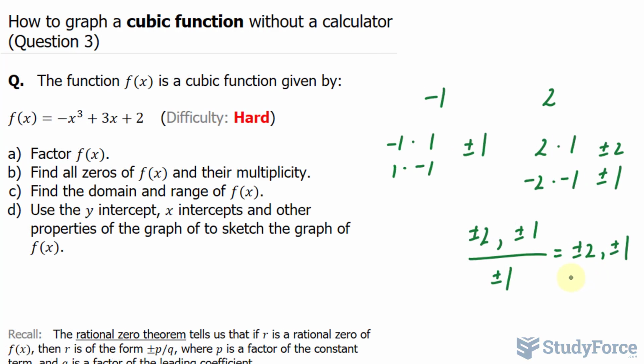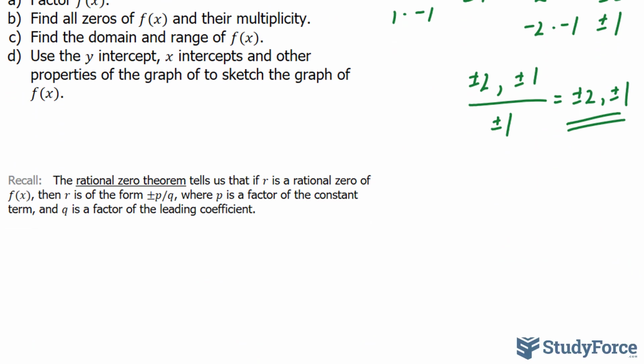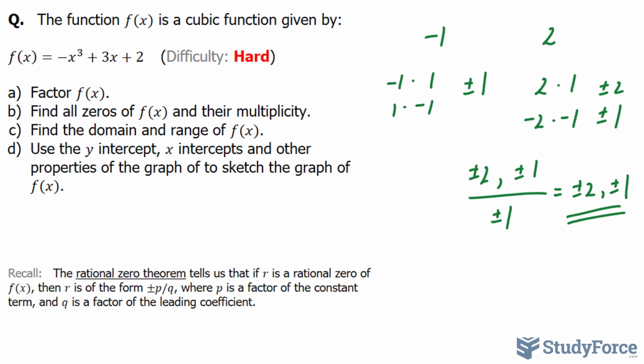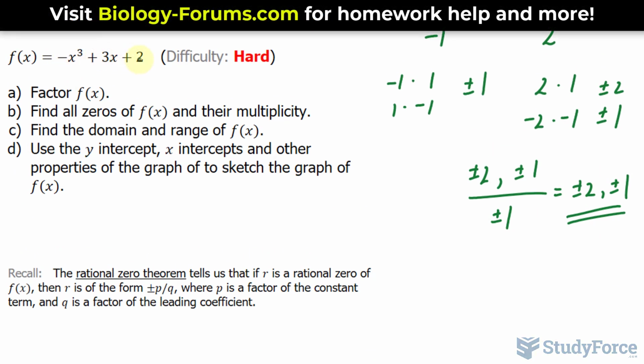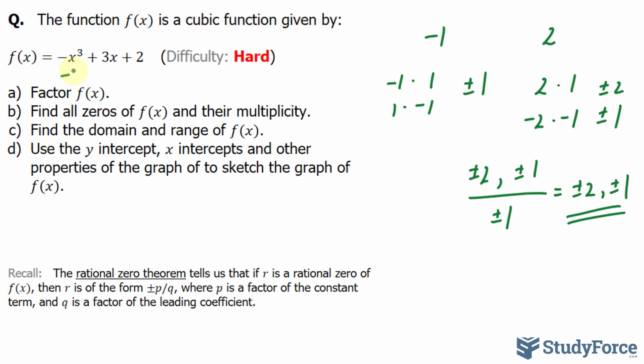Now the reason why these numbers are important is because now we can use these numbers to perform synthetic division using the coefficients of all of the terms. And here's what I mean by that. So the coefficient here is negative 1. We don't have an x squared term or a second degree term, so we'll say it's 0. Over here the coefficient is 3, and over here the coefficient is 2.